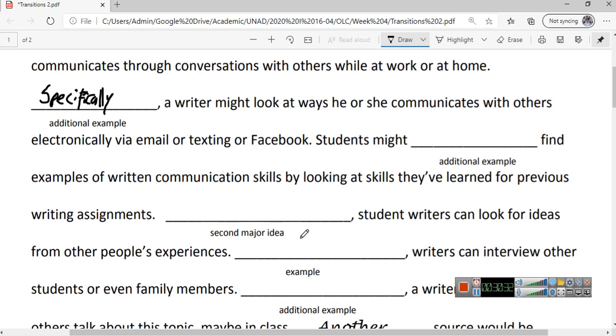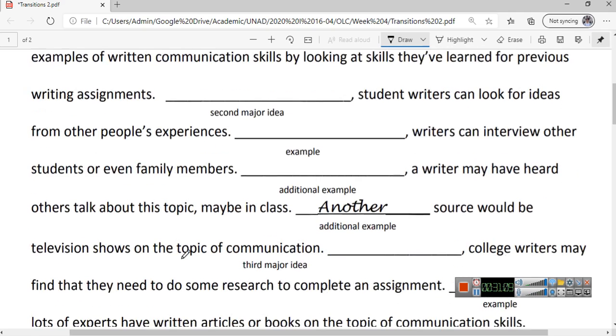I'll give you another try. For instance. Sounds very good. For instance, find example rating. For instance. Look, students might, for instance, find examples of reading communication skills by looking at skills they've learned for previous writing assignments. It sounds very good. For instance sounds exactly as for example. So very good, Viviana. You got it.